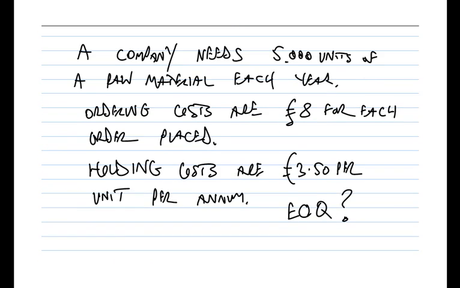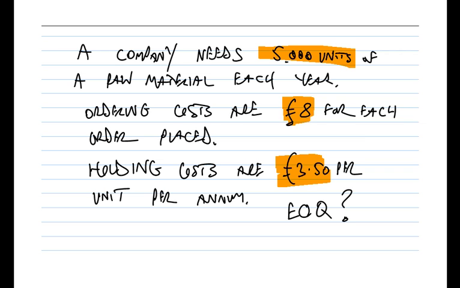So I've just made up a nice little example here with the key bits of information that we might be given in the assessment. A company needs 5,000 units of raw material each year. Ordering costs at £8 for each order placed. Holding costs are £3.50 per unit per annum. Now, these are the three key bits of information you'll typically be given in a task in the assessment. Your job will then be working out the economic order quantity.